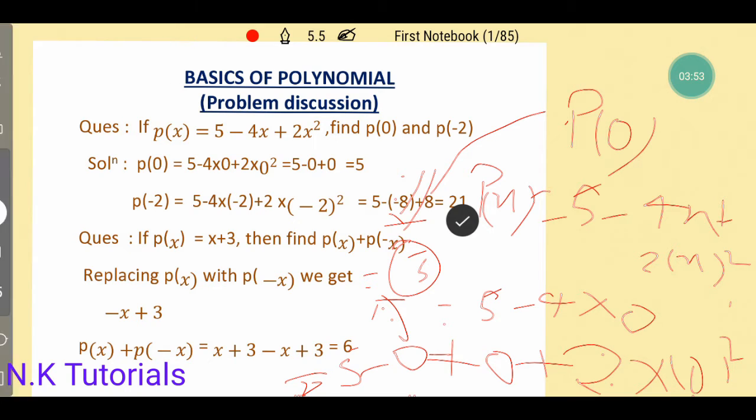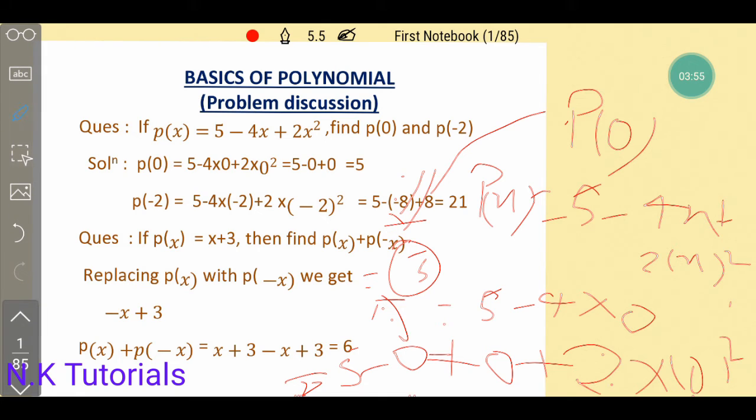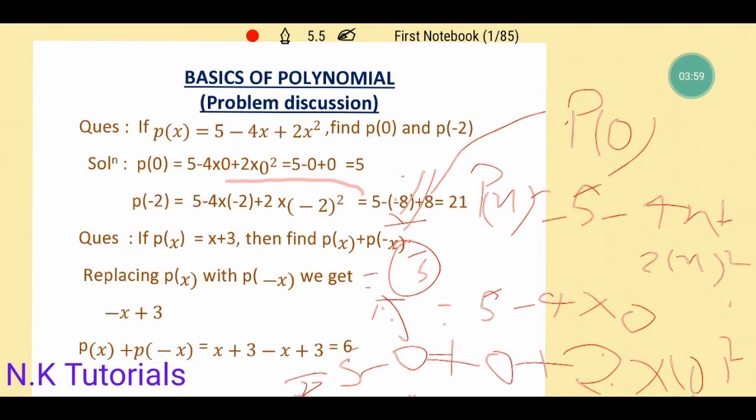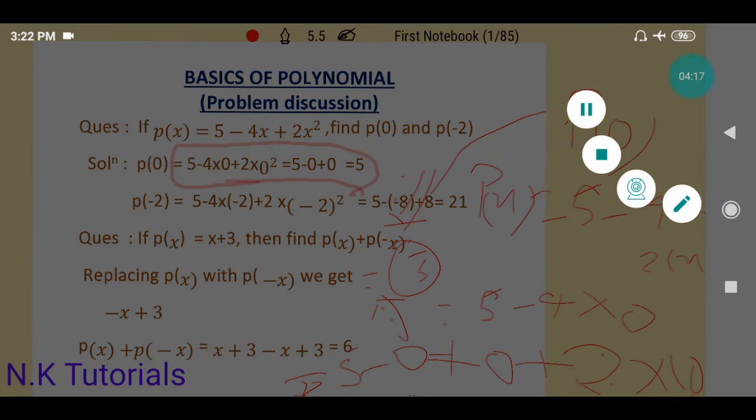What have we dealt with? Here we have put 0 in the function p(x) and found its value. So the first answer is 5.